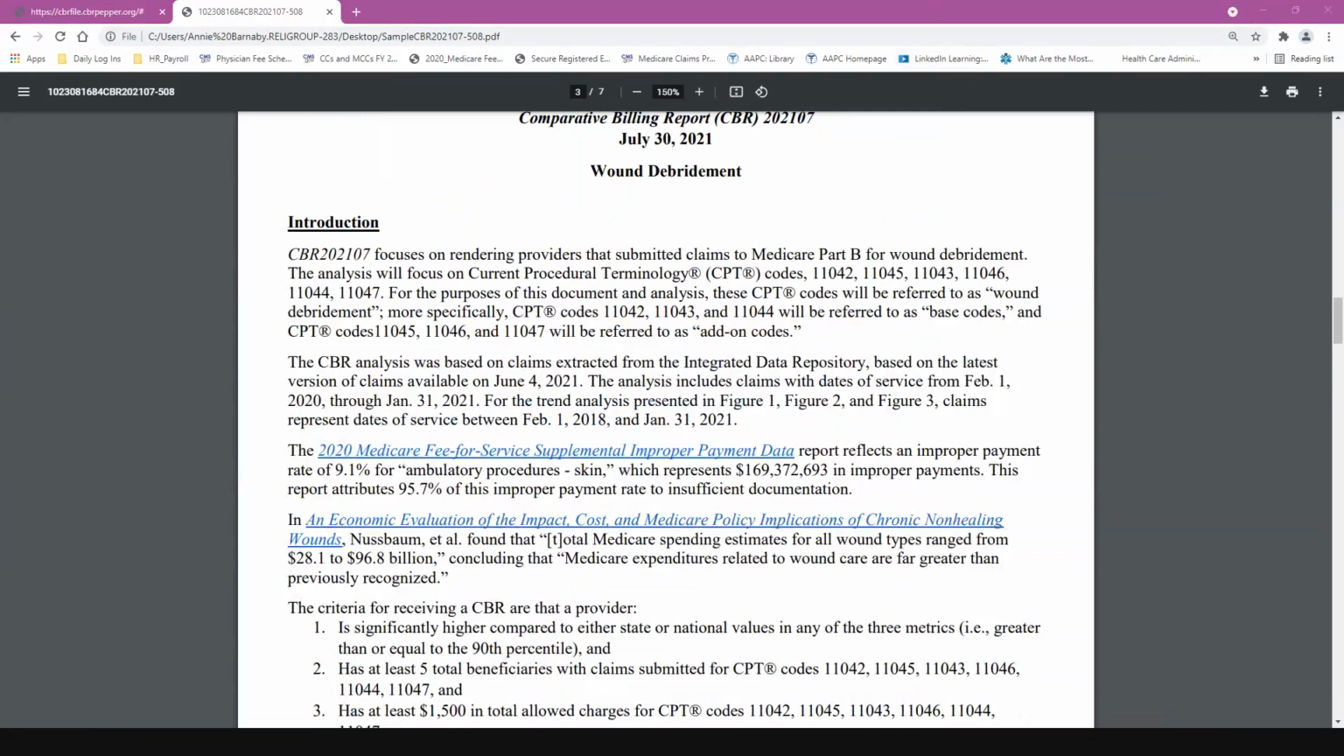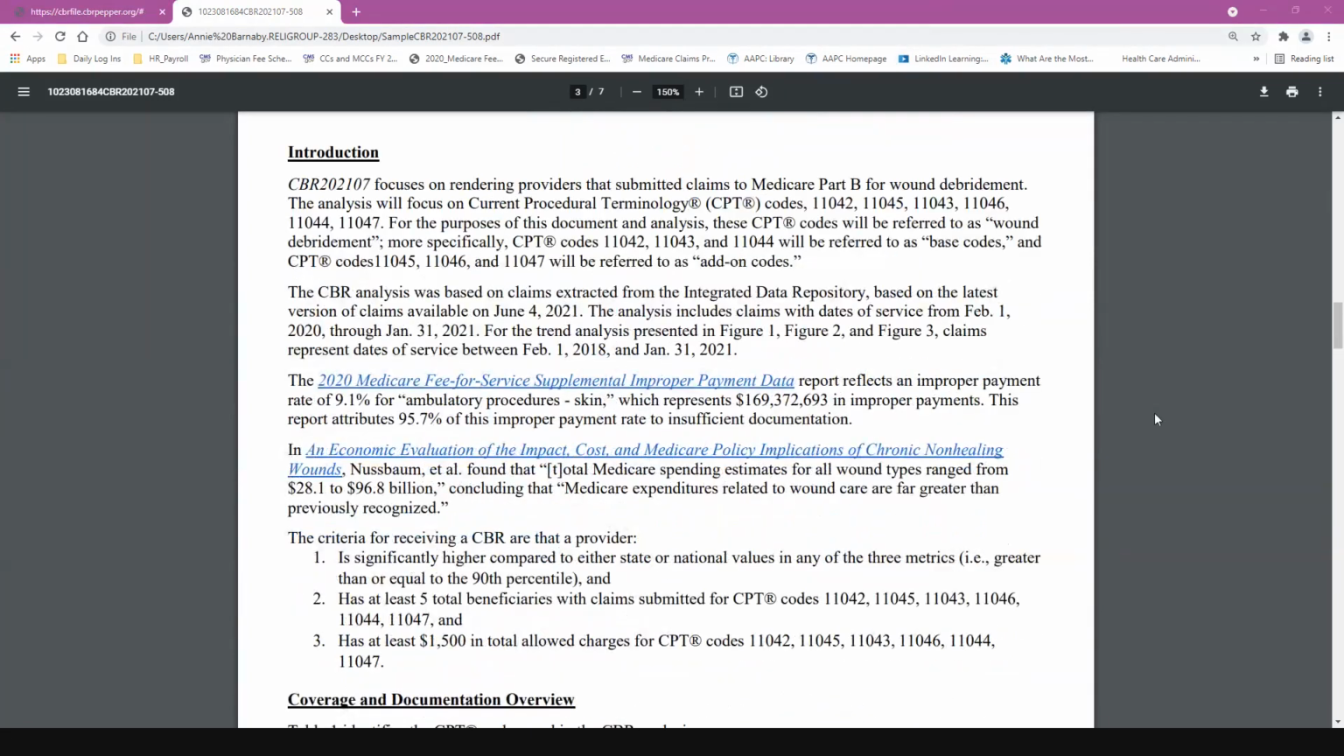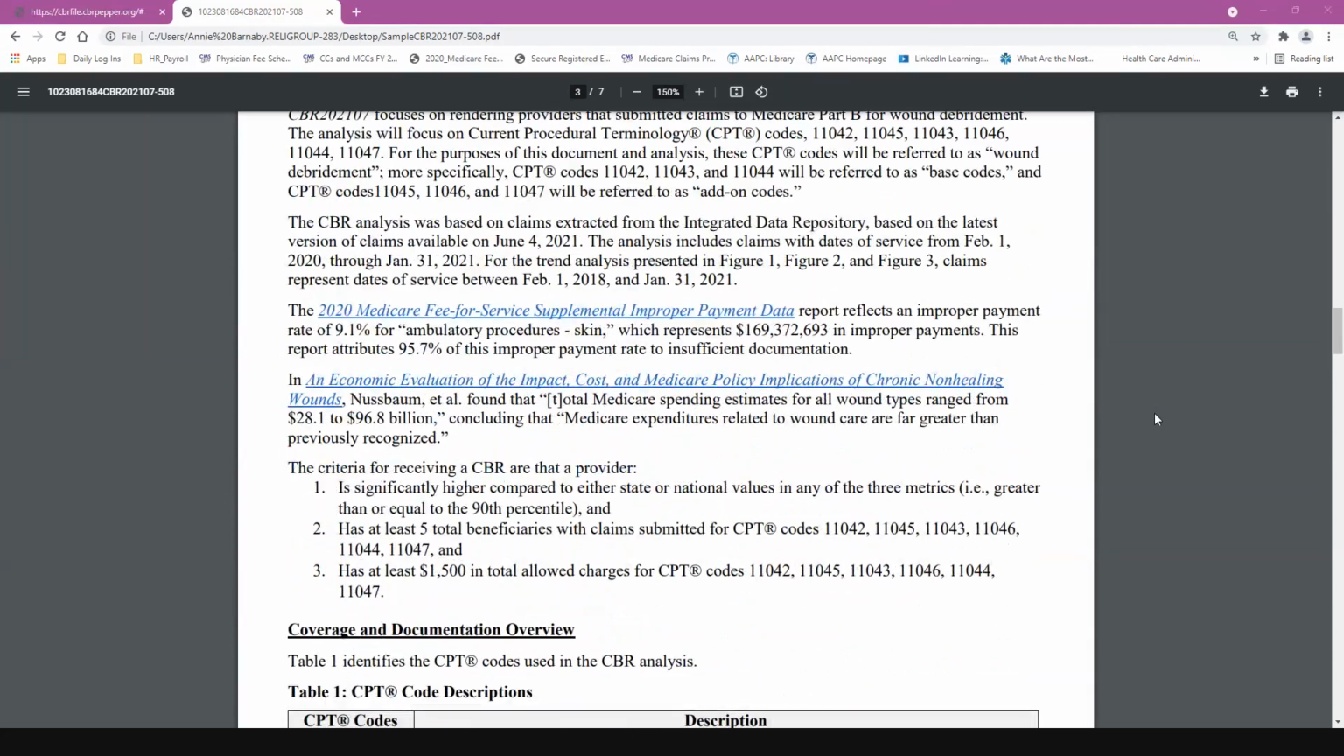We start, of course, with the introduction. The introduction is a brief explanation of the specific clinical area addressed in the CBR. In this case, of course, it is wound debridement services using those specific CPT codes. You can see here information from the 2020 Medicare Fee-for-Service Supplemental Improper Payment Data Report and a reference to an article discussing the high expenditures for Medicare for wound debridement. The introduction also contains the criteria for receiving a CBR and the timeline for the analysis.